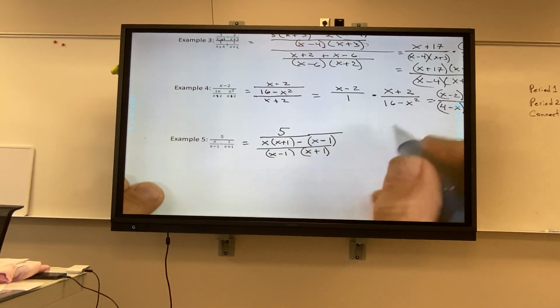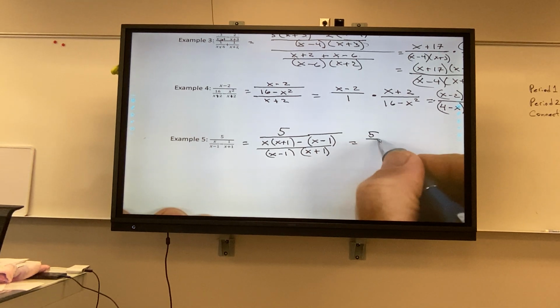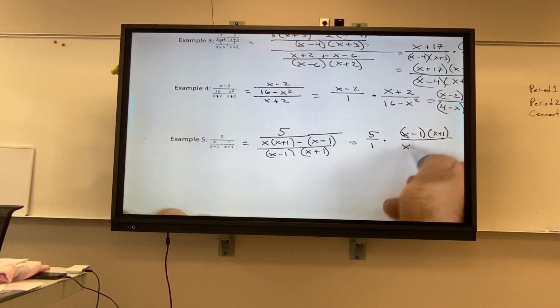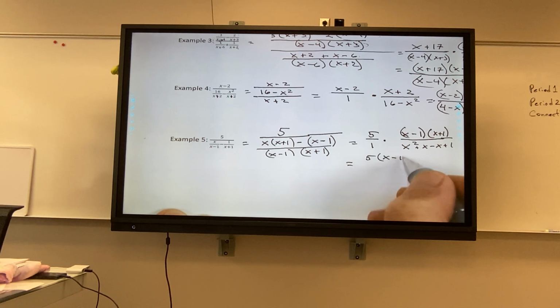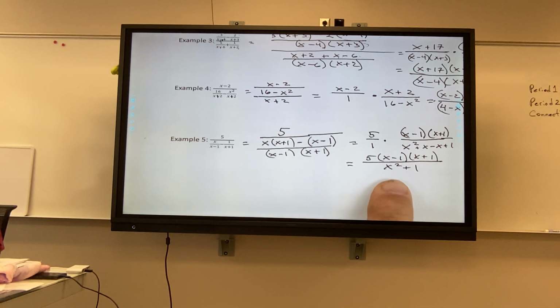You can't leave it in this form, and so it's going to be 5 over 1 times x minus 1 times x plus 1, and down here you're going to get x squared plus x minus x plus 1, and that's going to give you 5 times x minus 1 times x plus 1, and x squared plus 1 is non-factorable.